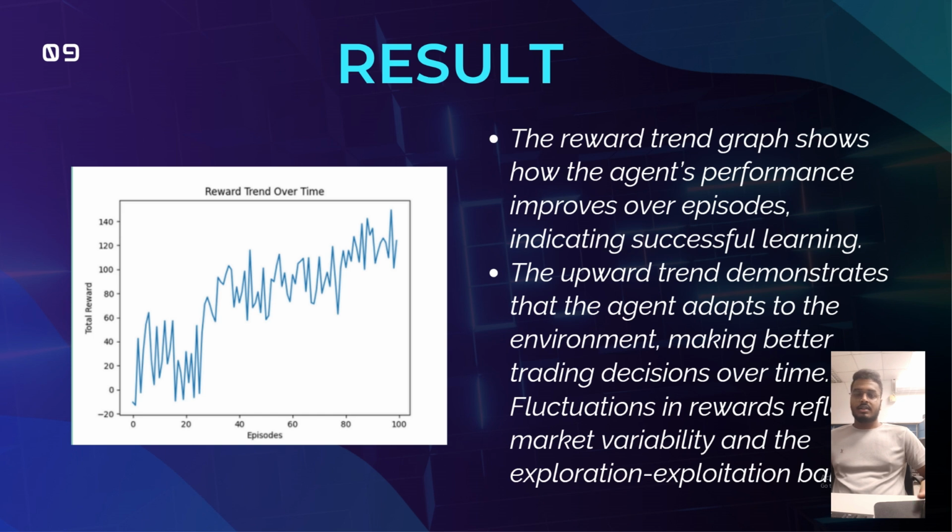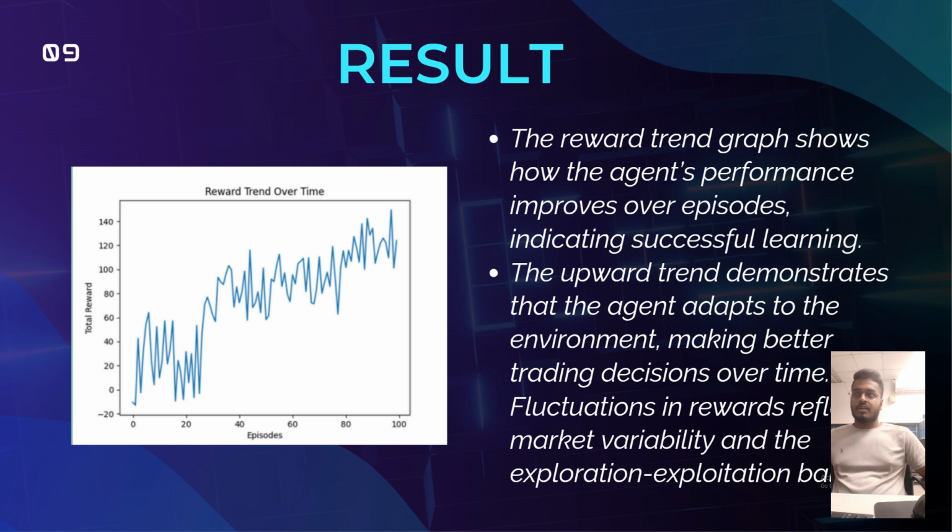So then the results. The rewards trend graph shows how the agent's performance improves over episodes, indicating successful learning. The upward trend demonstrates that the agent adapts to the environment, making better trading decisions over time. The fluctuations in rewards reflect market volatility and exploration and exploitation. The agent's total reward improved progressively across episodes, indicating successful learning.